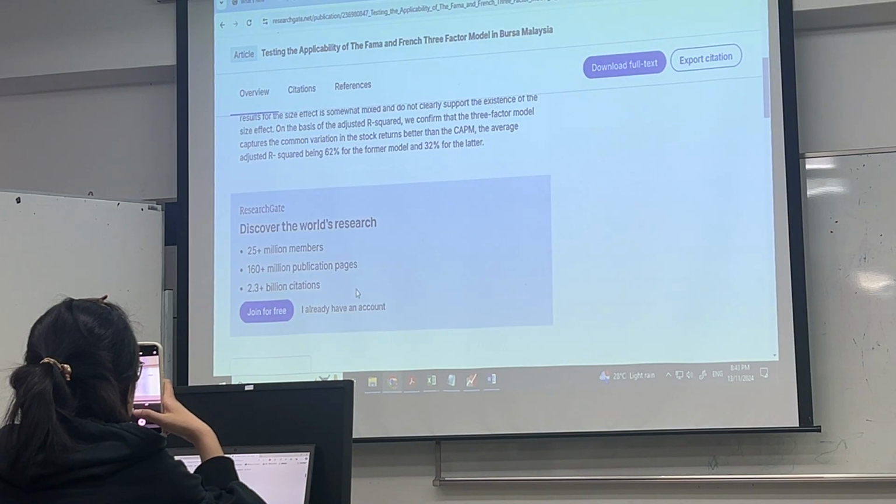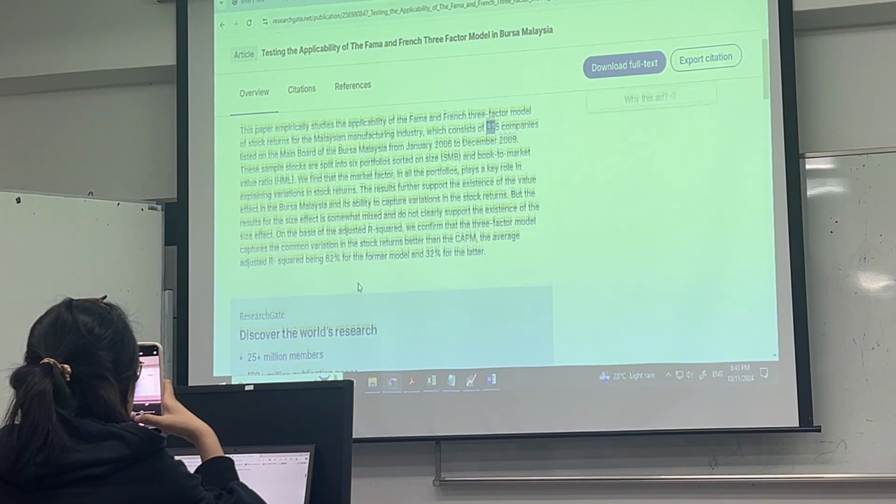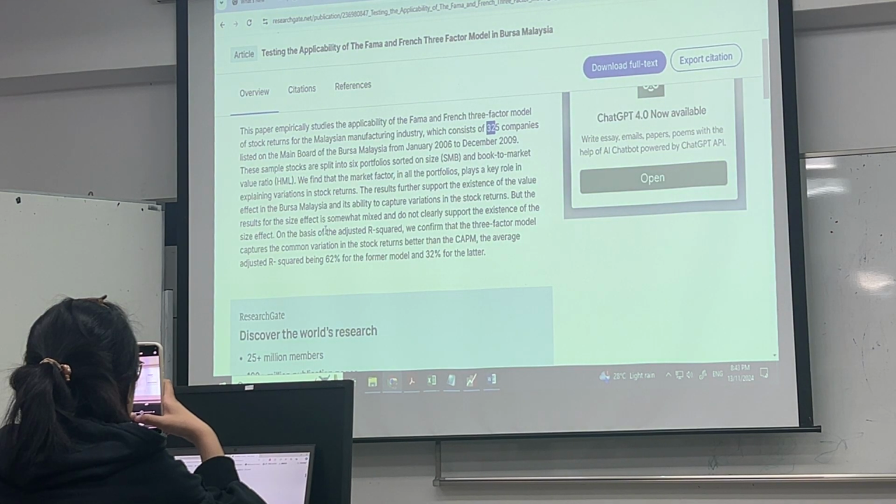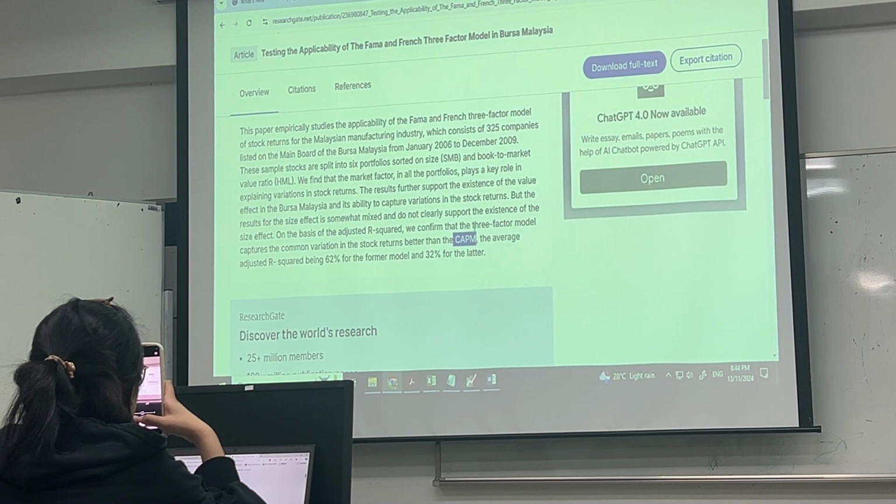So I'm not sure, I don't go through the paper line by line yet, right? You can download the full paper, then go through it, then they compare. Yeah, they compare based on the adjusted R-square. So they found out that the adjusted R-square, right? They compare the three factors model with the CAPM model. As you know, the CAPM model has just the market factor only. So they found out that the three factors with the additional two more factors is actually better than the CAPM. So they use the adjusted R-square.